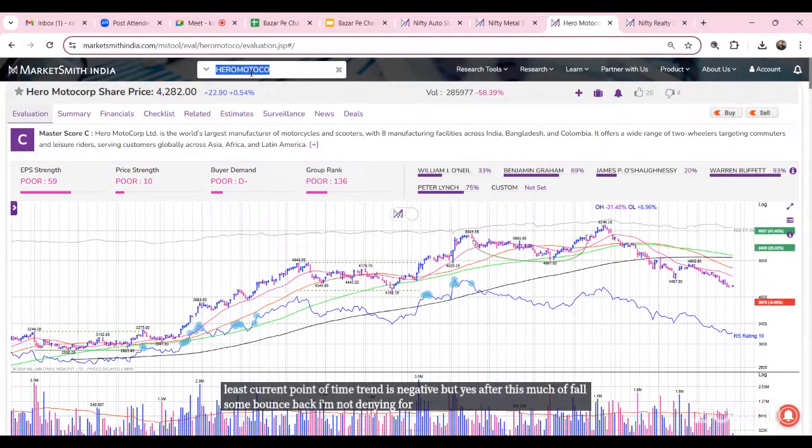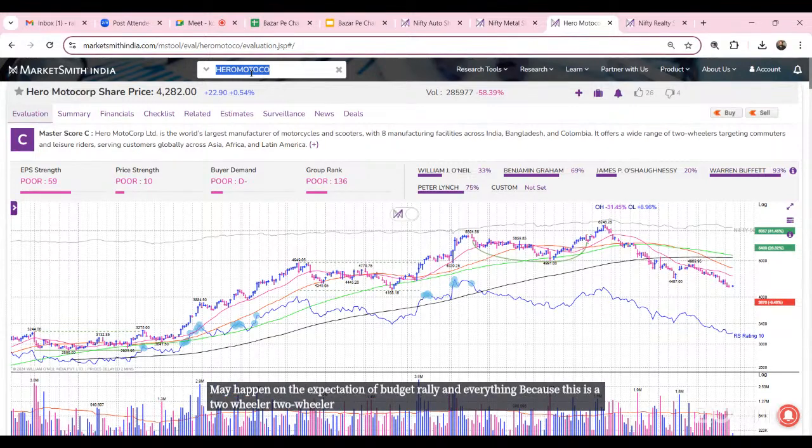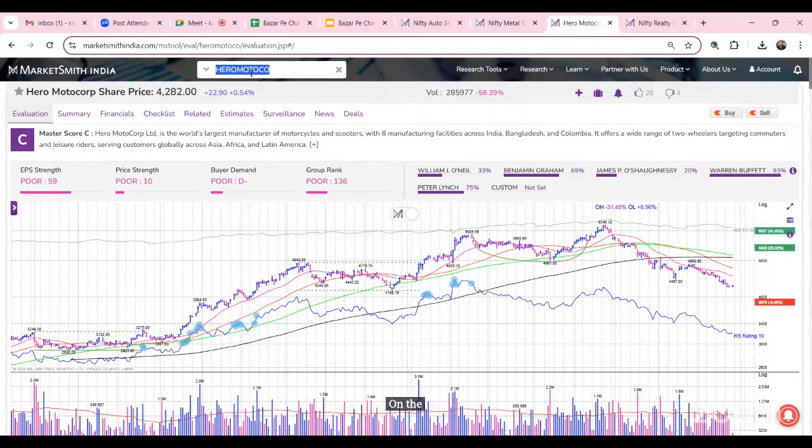A bounce back may happen on the expectation of a budget rally, because this is a two-wheeler segment, and if government spending is going to boost the rural economy, then all these two-wheeler stocks, discretionary consumption and rural economy facing stocks may do well, and one of them is Hero Moto. So some bounce back may happen on the expectation of a pre-budget or post-budget rally.